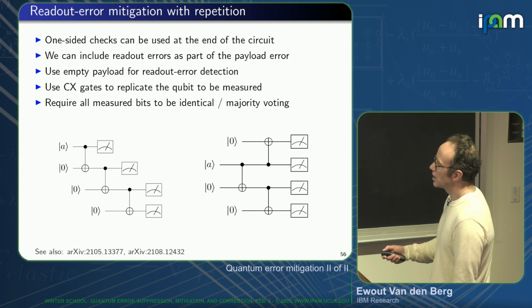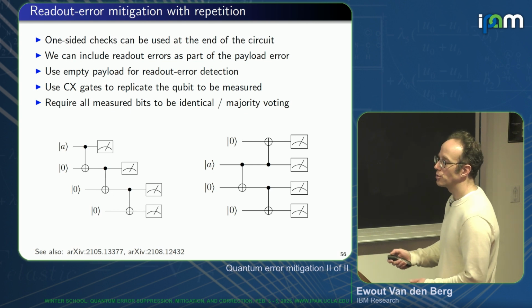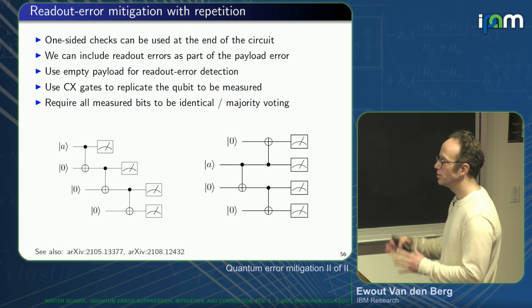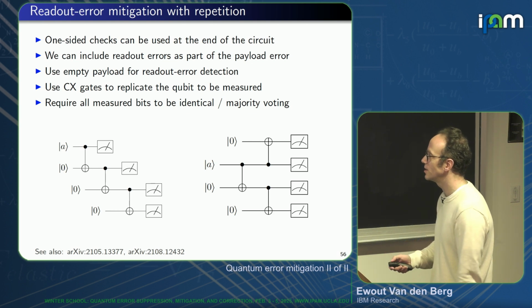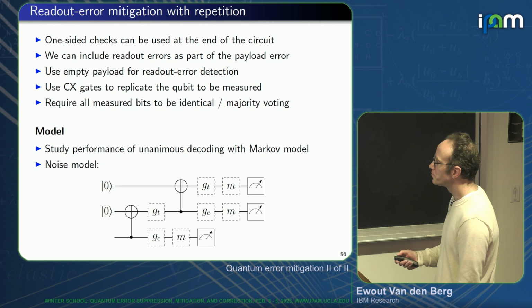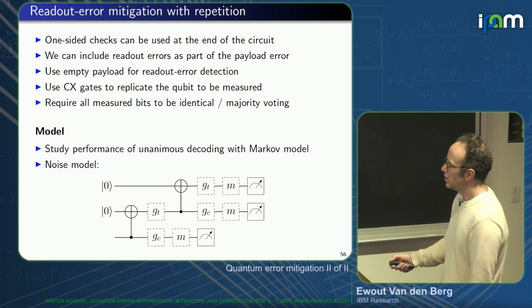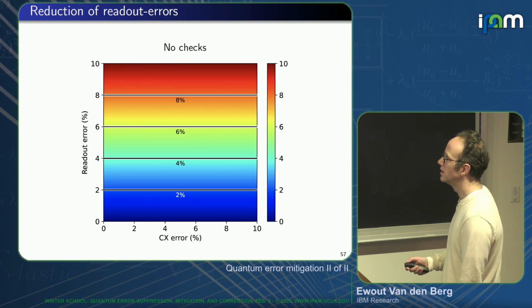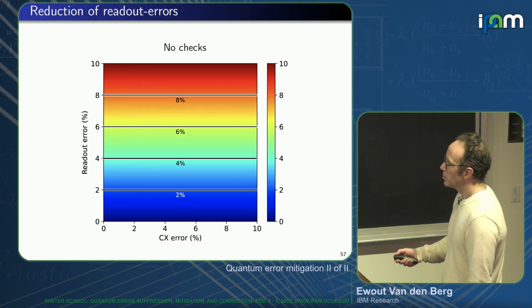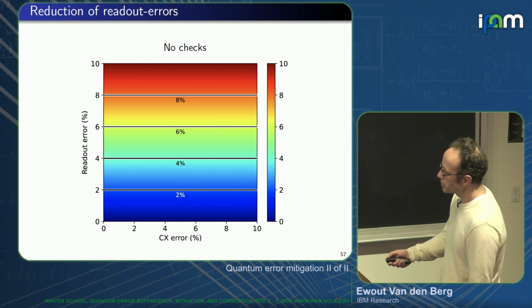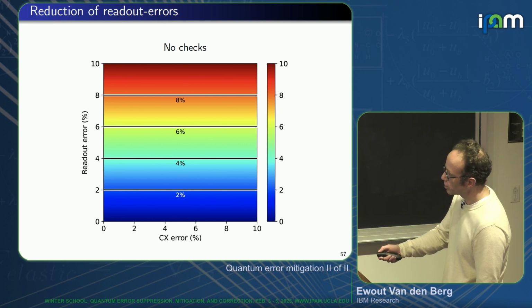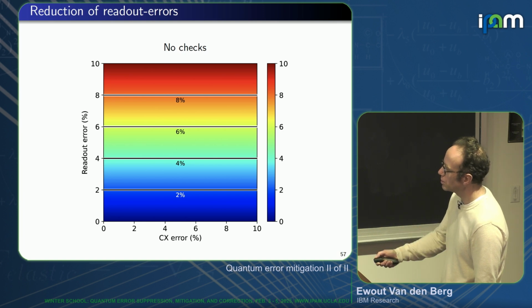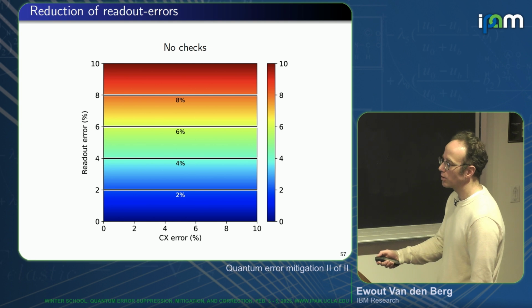And then based on the outcome, you can say, well, I want all of the measured bits to be identical, or you can do some majority voting, right? Identical is unanimous. Every measurement has to agree, which is much more stringent. So we again model this with some target error and control error plus some measurement error on each of the gates. Then we can look at, as a function of C-naught error and the readout error per combination, what the overall readout error is, as a color and just some isolines.